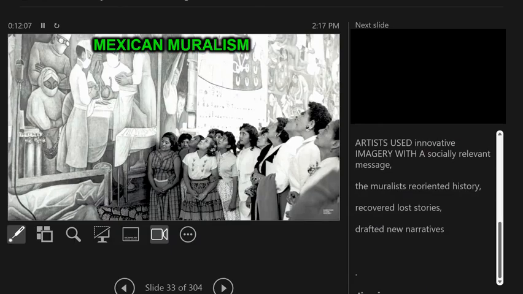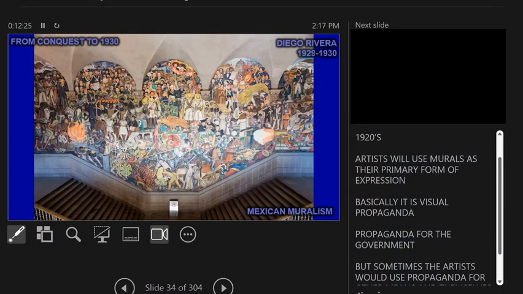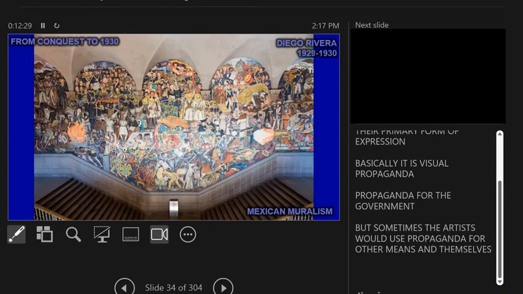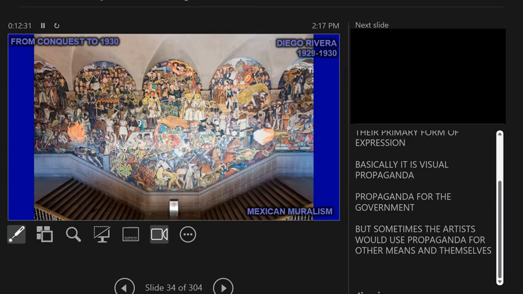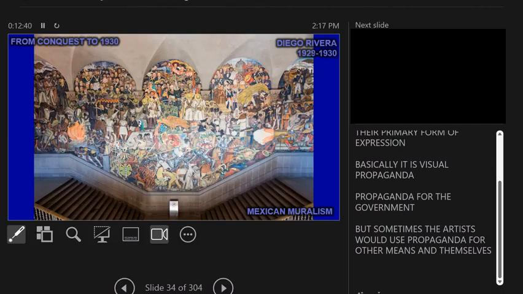and drafted new narratives. So here's an example of a mural that was commissioned by the Mexican government at the time. In the 1920s, Mexico is still chaotic, and artists will use murals as their primary form of expression in Mexico. Basically, it's visual propaganda. It's propaganda for the government, but sometimes the artists would use propaganda for other means and themselves.